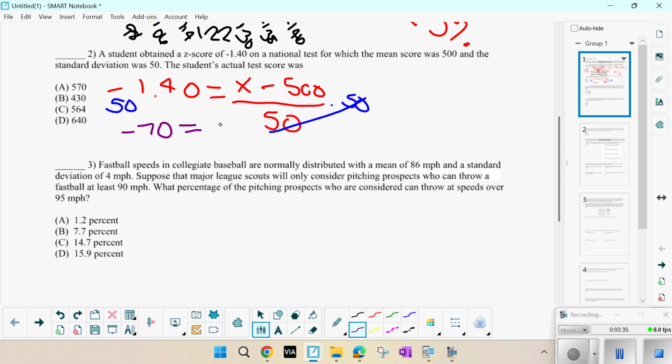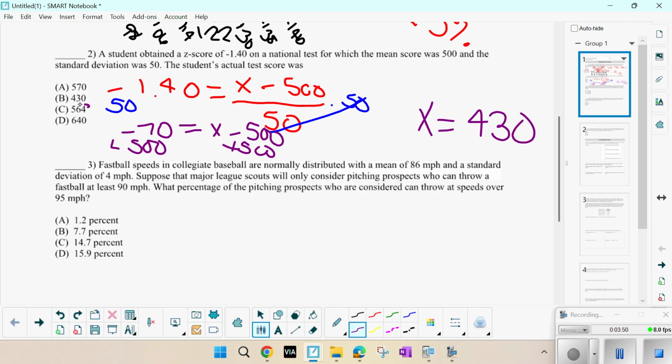That's going to equal x minus 500. And then add 500 over to the other side. And we end up with 430. And if you look at your choices, 430 is B.